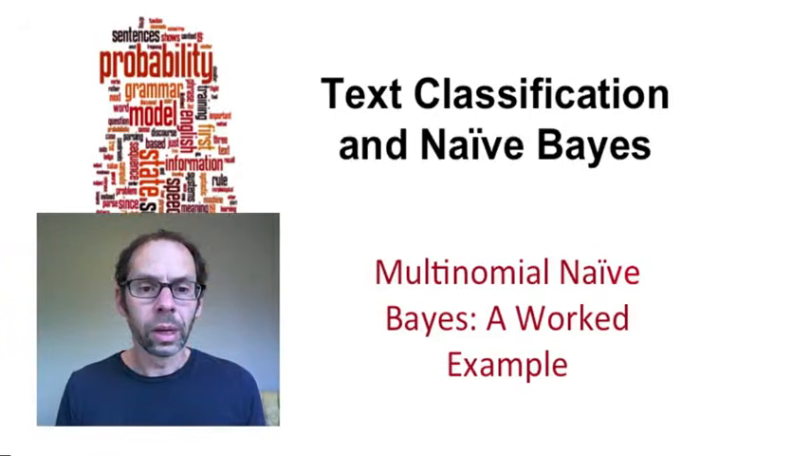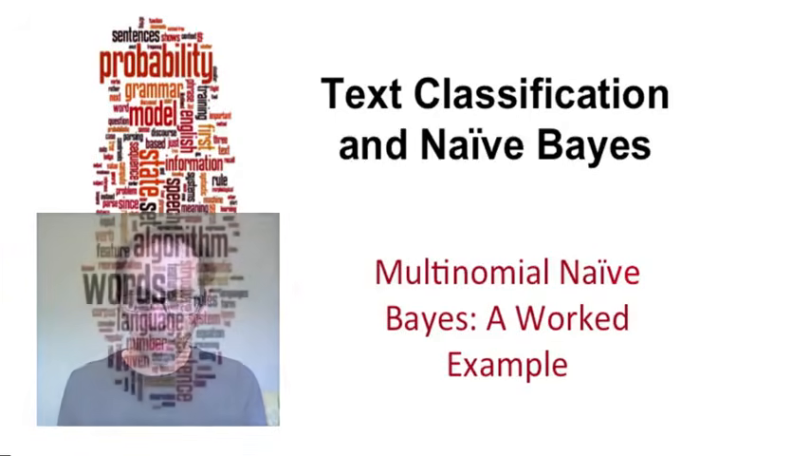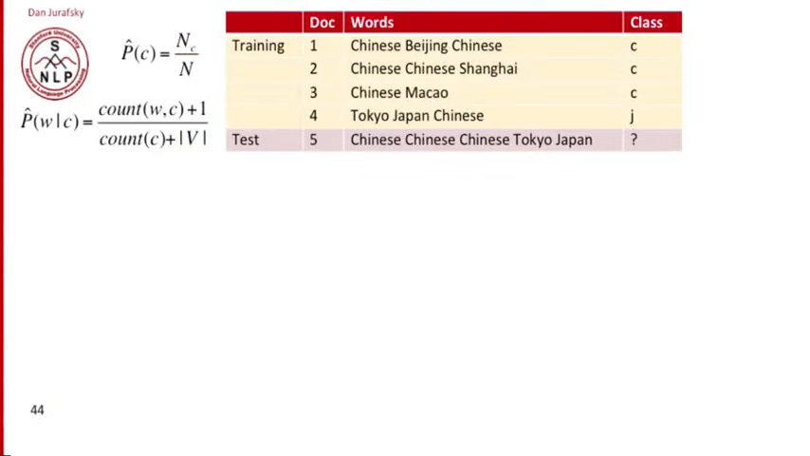Let's walk through a detailed worked example in multinomial naive Bayes. For this example, I put up here the equations for naive Bayes. The probability of a class is the number of documents with that class over the total number of documents. And for the likelihood of a word given a class, we'll just do simple add one smoothing: the count of the word occurring in that class divided by the count of all words in that class, with add one smoothing.